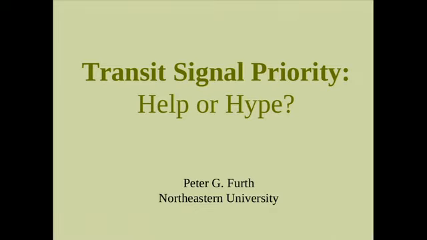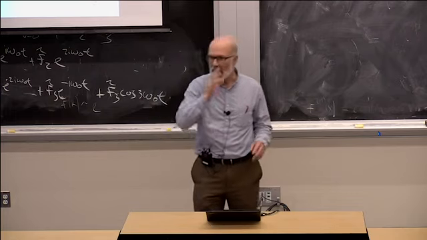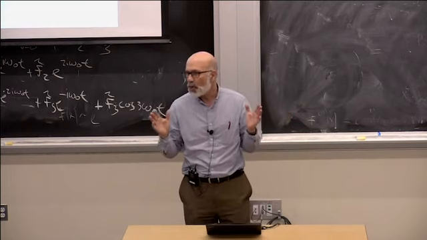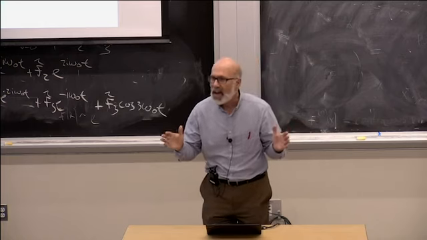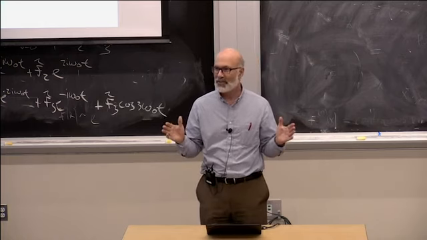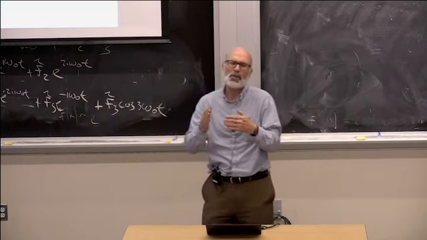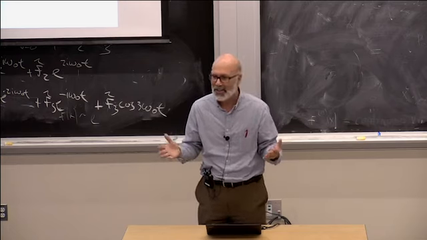My title is: is it help or is it hype? And I really mean that, because if you go to Zurich, transit signal priority is real help. I went there once on an official visit, and I told the people I was visiting that I came because I've heard it said that the trams never have a red light. He said, yeah, that's just about true. There are some exceptions. Of course, like at the main square, there are so many trams coming from different directions that one tram has a red light for another tram.